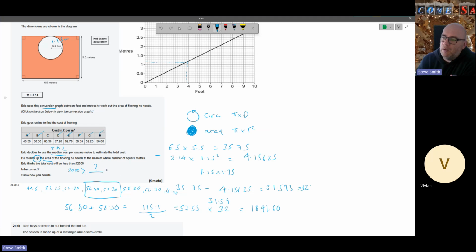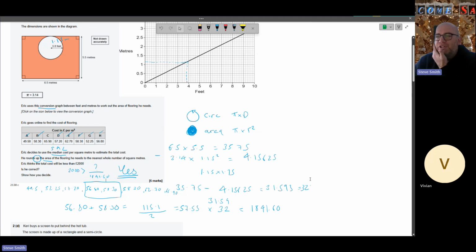1,841.60. So our 6th mark will be, is he correct? Yes, he is. And we've shown why, because 1841.60 is less than 2,000. That's the first question in circles. So that was a long one, and a 6-pointer, you're not going to get a question bigger than a 6-pointer.